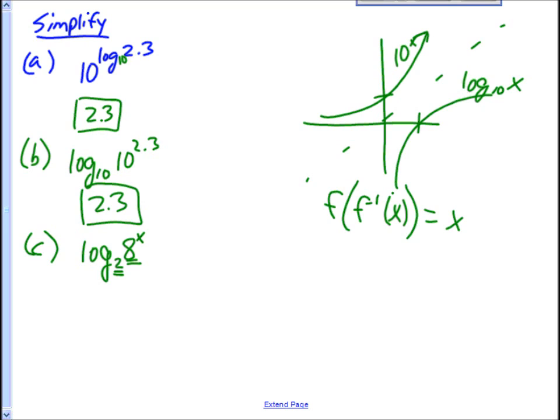So I say, can I rewrite 8 as 2 to the something? Sure. Isn't 2 to the third actually 8? And it's 8 to the x, right? So now I can rewrite this so I recognize the composition here. Okay, so log base 2 of 2 to the 3x is 3x. They undo each other. That's an inverse property there.